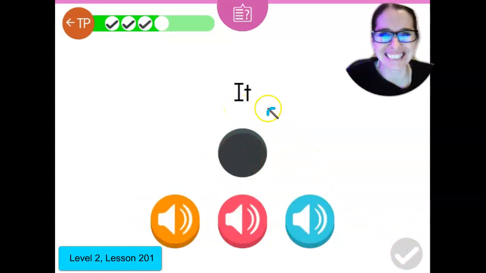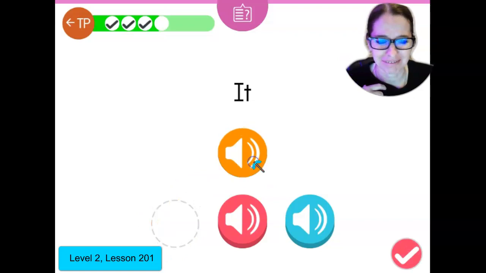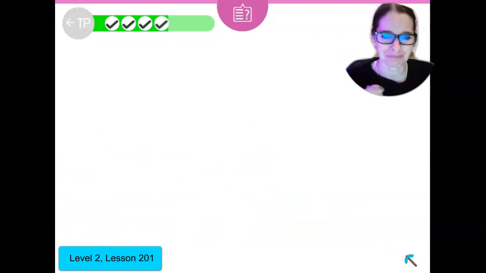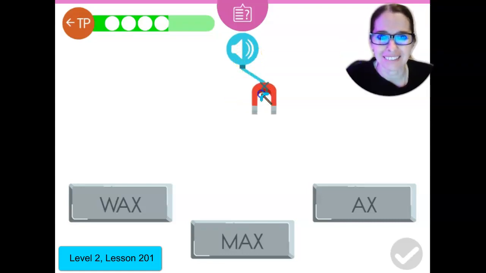This word is it. I'm listening for it. It. It. I hear it. All the spellings for those sounds in that word. Now I'm going to play my magnet. I'm going to listen to the word axe. And I'm going to be looking for a word that is spelled with the axe spellings.